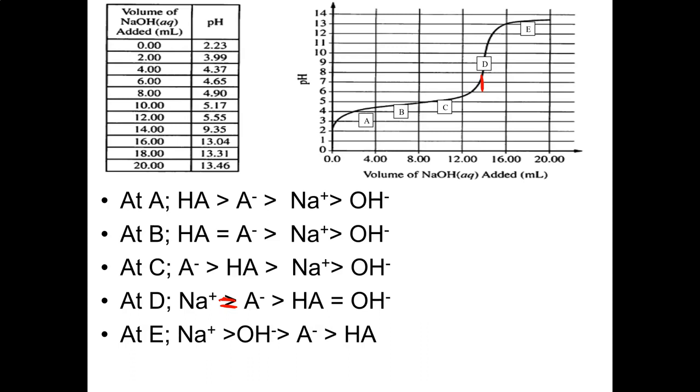And at E, Na plus, well, that would be greater than OH. Because remember, you're adding Na the whole time. You're not producing any more A minus. After this point, A minus is no longer being produced, because the only way you produce A minus is if OH reacts with HA, right? At this point, you don't have any more HA to produce A minus. So it levels off, and that's why Na starts winning at point E, then OH minus, then A minus, and then HA.